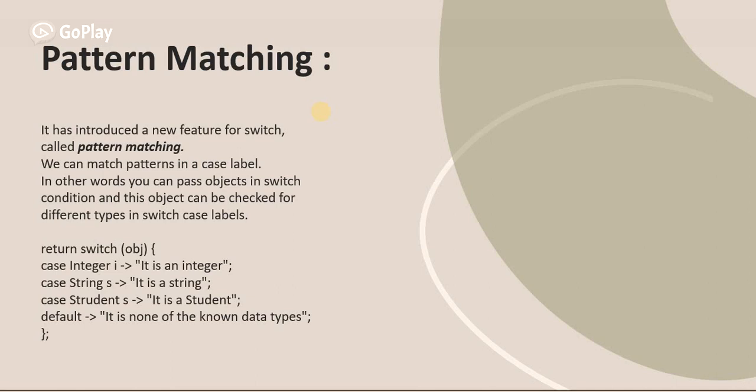We need to pass only the object as a parameter of the switch case, like an integer or a string or any kind of object, a custom one like student or employee, whatever it is. Based on that it will match the pattern, and then it will print something or return something, as we show in the below example. If it is integer i, then it is an integer. We can do anything over here. If it is a string, then it's a string. If it's a student, it's a student.